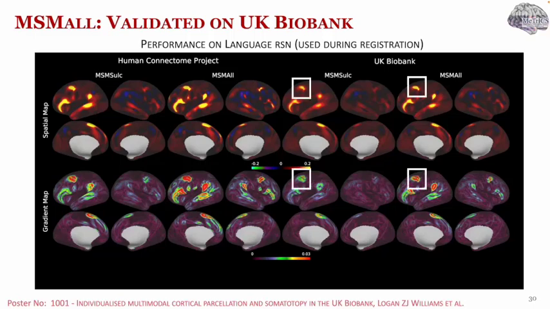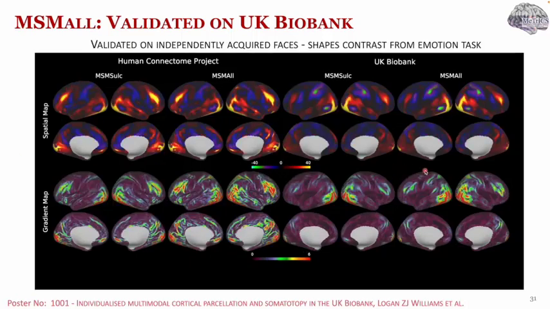Nonetheless, we see strong improvements in sharpness of language RSNs and their gradient maps as we move from MSM Sulc to MSM All, particularly picked up here in the gradient maps. And similarly, validating on independently collected task data, we're also seeing improvements in the group task statistics with more regional clusters appearing, as we can see here.